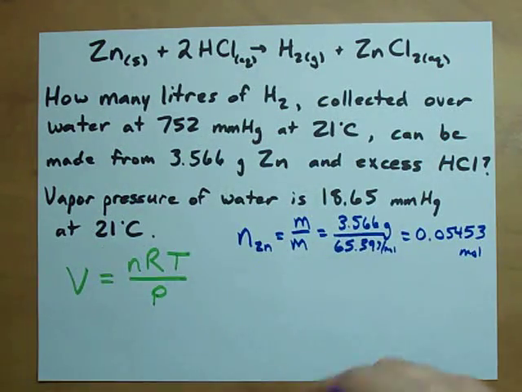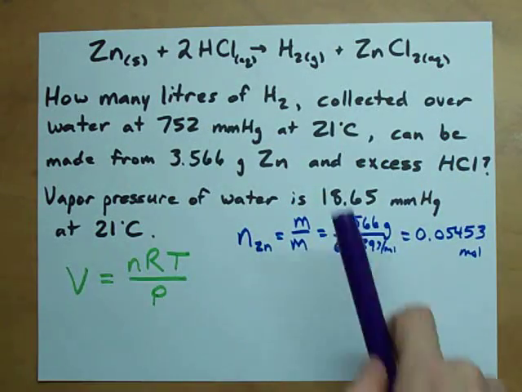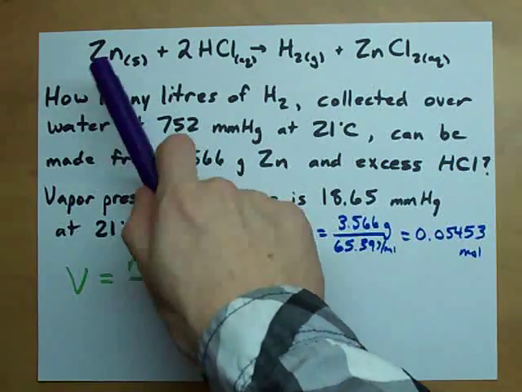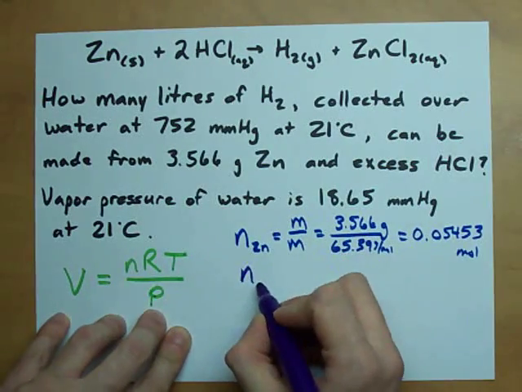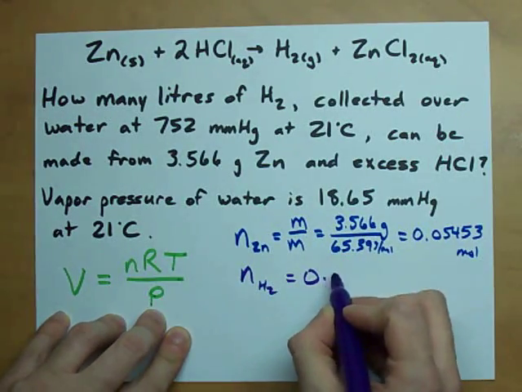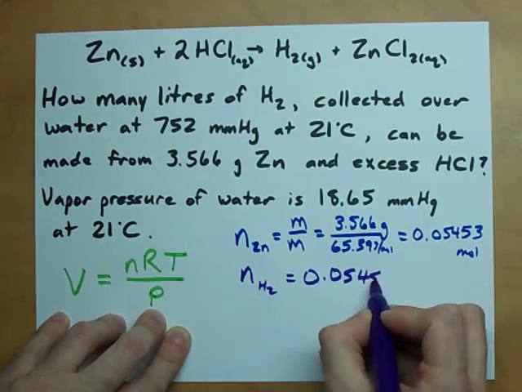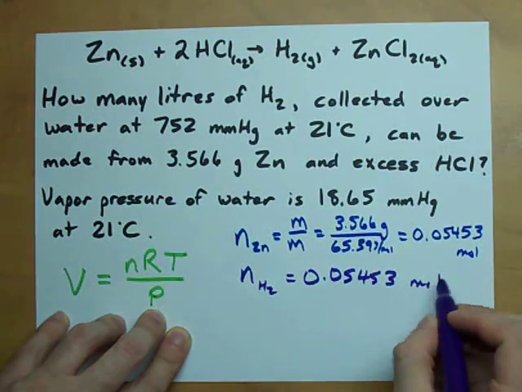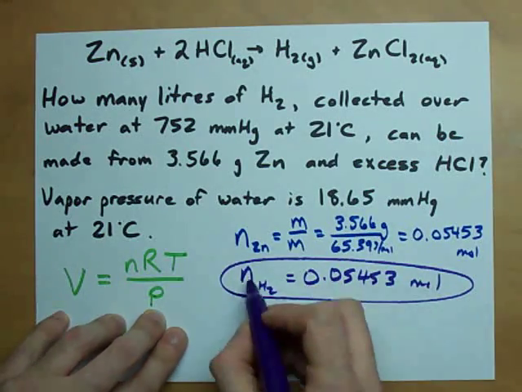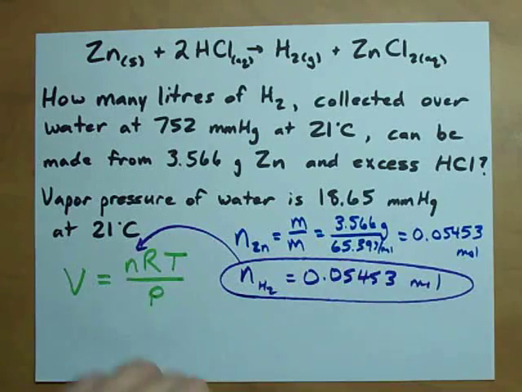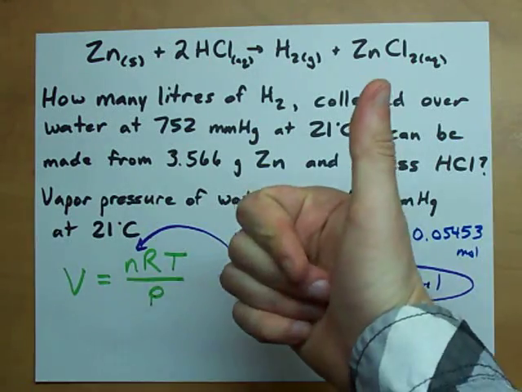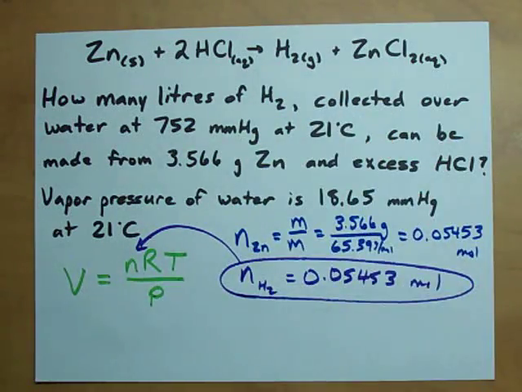What we have to do is figure out how much hydrogen we're going to get from that. Luckily for us, we get one hydrogen from every single zinc, so the number of moles of hydrogen is also 0.05453. That's the n that we're going to plug into this formula. R is a constant, we know what it is. T is a constant, we know what it is.